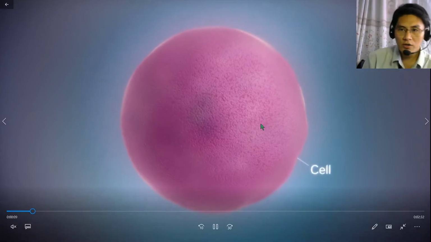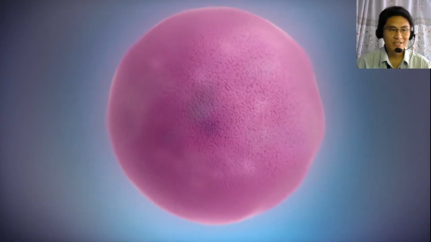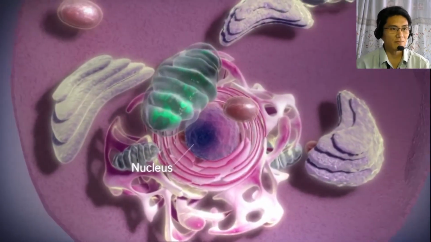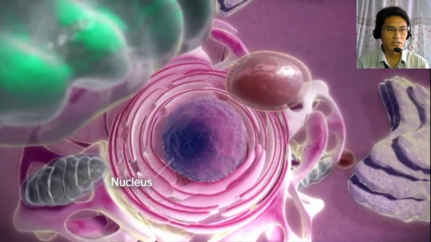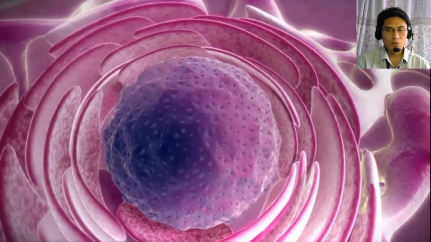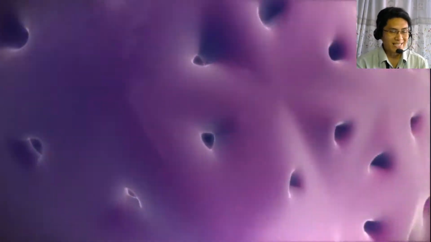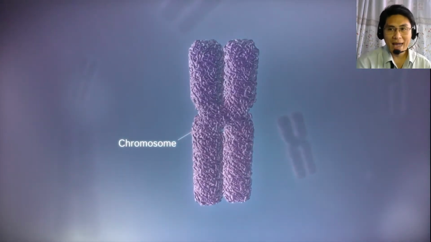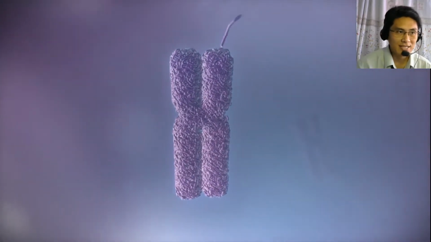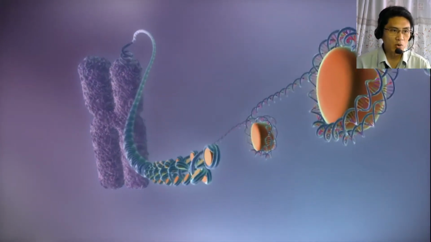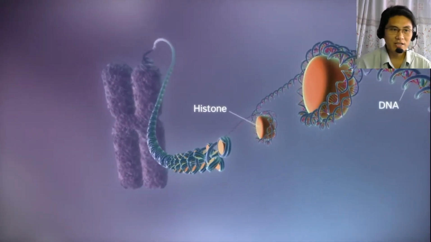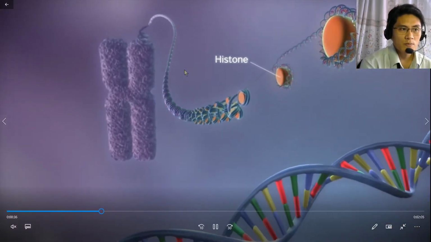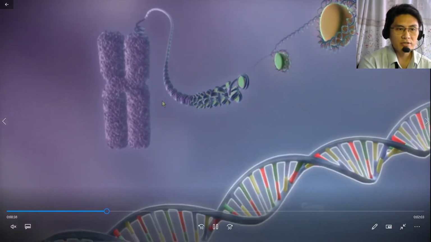So if you know the cell, although the cells are different shapes, if you notice the neuron has a different shape, the cells have different parts, different organelles. And if you look at the central part, which is the nucleus, you have the chromosome inside, and a chromosome is just again a package of histones and DNA. So it's coils upon coils upon coils of DNA. The DNA is coiled around histones. The histones are coiled into bigger and bigger structures until they become the chromosome.